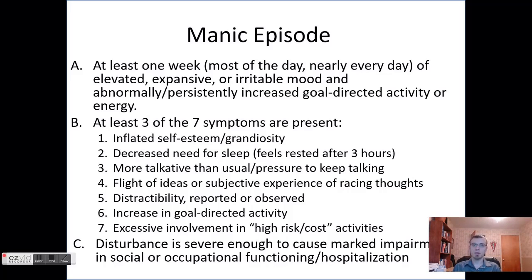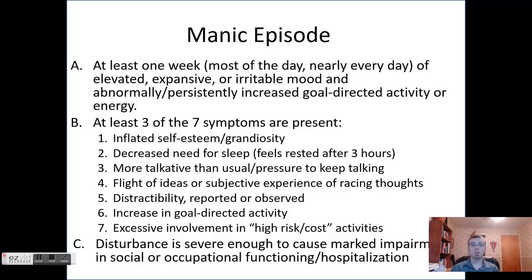Decreased need for sleep. So oftentimes you'll see people reporting that they're only sleeping about 3 hours each night while they're in a manic episode. They're going to be much more talkative. There's going to be this kind of noticeable pressure to keep talking, so we're going to see rapid speech occurring, much more than you normally would see in them if they were in a depressive state. There's going to be a flight of ideas or subjective experience of racing thoughts, so we can see how symptoms 3 and 4 are going to very much align with each other.